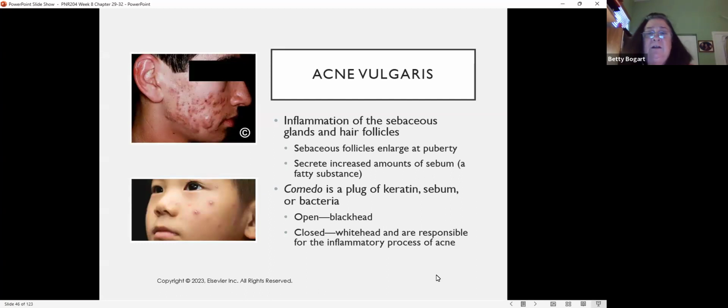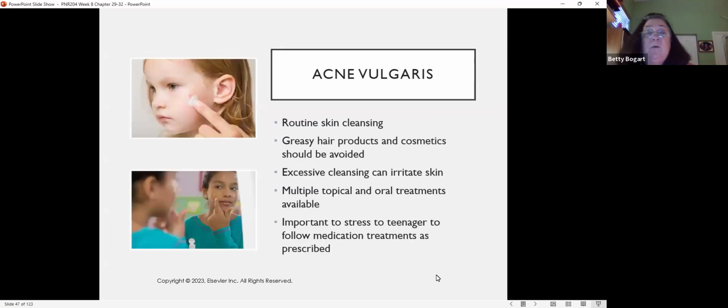Acne vulgaris. This is those big sebaceous follicles. We see a lot of this start with all the hormone changes at puberty, right? And it's just because they're secreting more sebum, which is like a fat substance. Comedo is keratin or a bacteria. This is blackheads, whiteheads, and again, pimples that the adolescents will be squeezing to get rid of them.